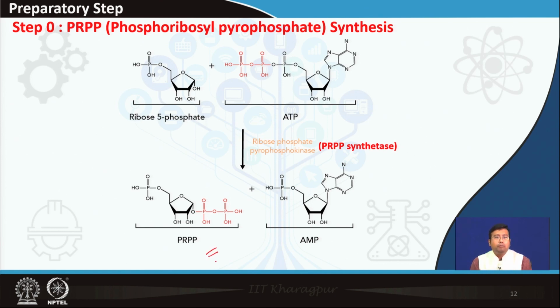I told you PRPP is nothing but activated ribose 5-phosphate, because ultimately it is ribose 5. If we already have got ribose 5-phosphate, the entire purine nucleus can be loaded on ribose 5-phosphate and then we can get a nucleotide, all right. It is that easy to remember. So, ribose 5-phosphate plus ATP, the enzyme is PRPP synthase or ribose phosphate pyrophosphokinase, same thing, it forms phosphoribosyl pyrophosphate and a molecule of AMP. So, this is the step 0.